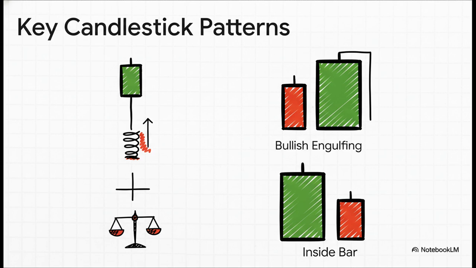You've got the pin bar. That long tail or wick is basically showing a powerful rejection. It's like the market tried to go somewhere and a door got slammed in its face. Then there's the bullish engulfing pattern. That's when a big green candle completely swallows the last red one. It's a huge tell that the buyers just took complete control.